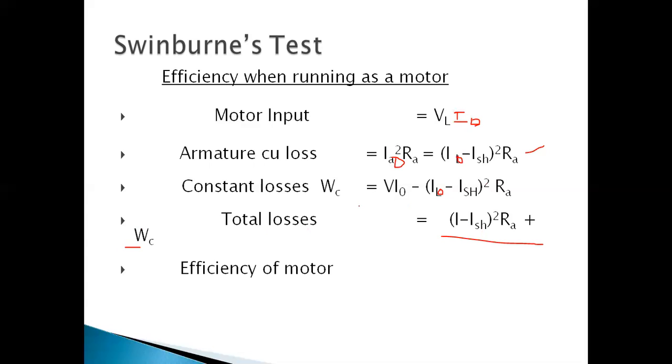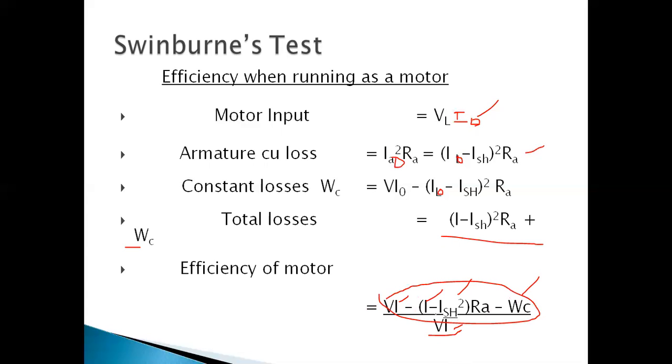Then efficiency of the motor is equal to V I minus total losses, divided by V I. This I is not the same as the no load current; this is during the no load time, and this is at the particular load at which we want to find the efficiency. The input power is subtracted by the total copper losses and constant losses, at the load where we want to find the efficiency. Finally, output divided by input power gives the efficiency of the motor.